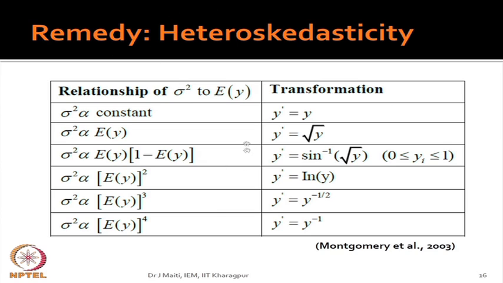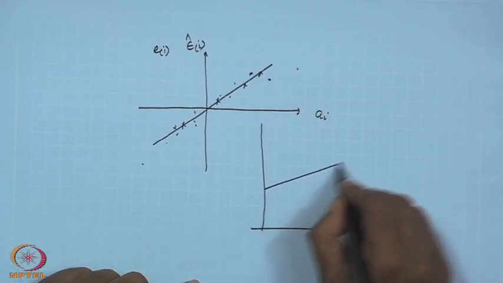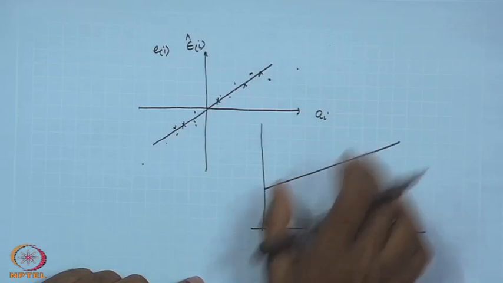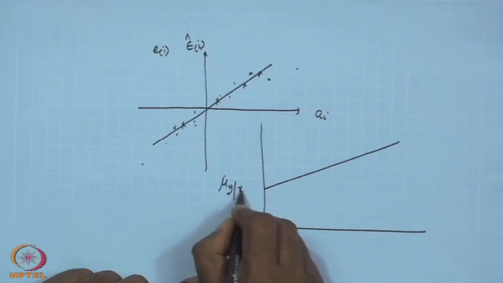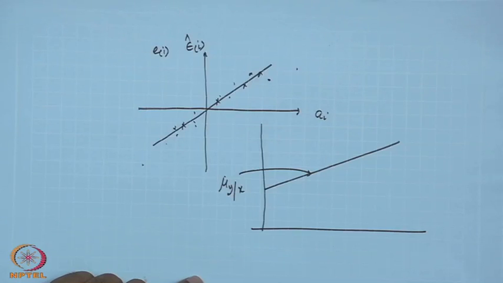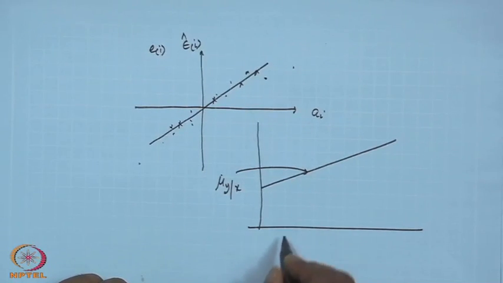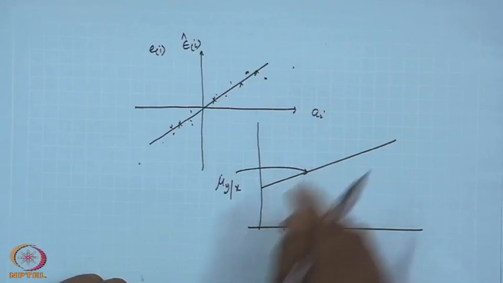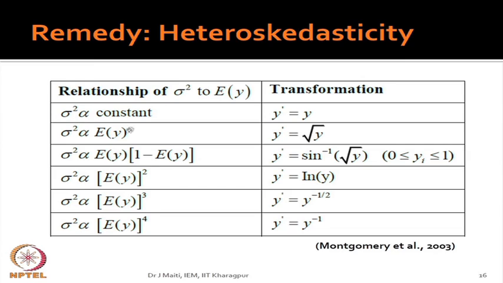Now, what type of transformation is applicable under what condition? If you see the regression equation, this fitted line is nothing but the conditional mean values, mu y given x. If for every value of x it is constant, then the first case comes into consideration: sigma square is constant. This sigma is related to the variability of y for a particular value of x.